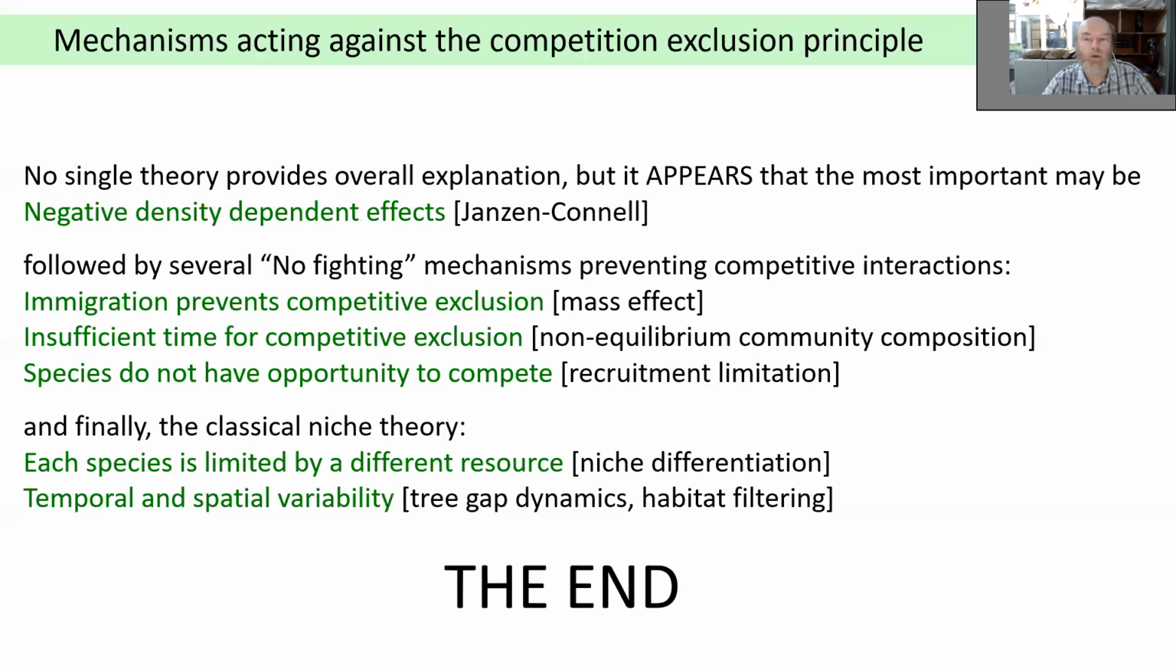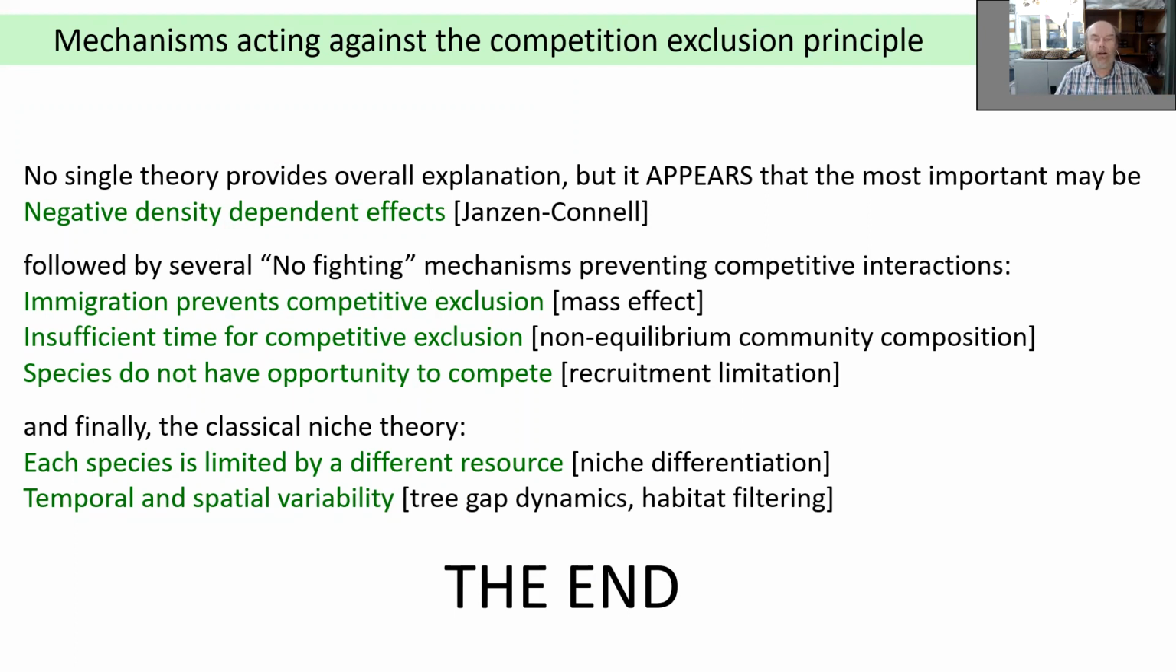Okay, so we are getting close to the finish of the lecture. So a little summary. First, as I said, no single theory is all explanatory, but it really looks like the Janzen-Connell is sort of pervasive mechanisms which shapes the tropical forests, not solely, but to a large degree. Then we have, and this is already my opinion, this is no really solid conclusion, that the next one will be these 3 mechanisms which are somehow preventing competition from happening. So it's either mass effect, migration, insufficient time for competitive exclusion, and recruitment limitation. The insufficient time happens because of all these lack of pairwise comparisons.